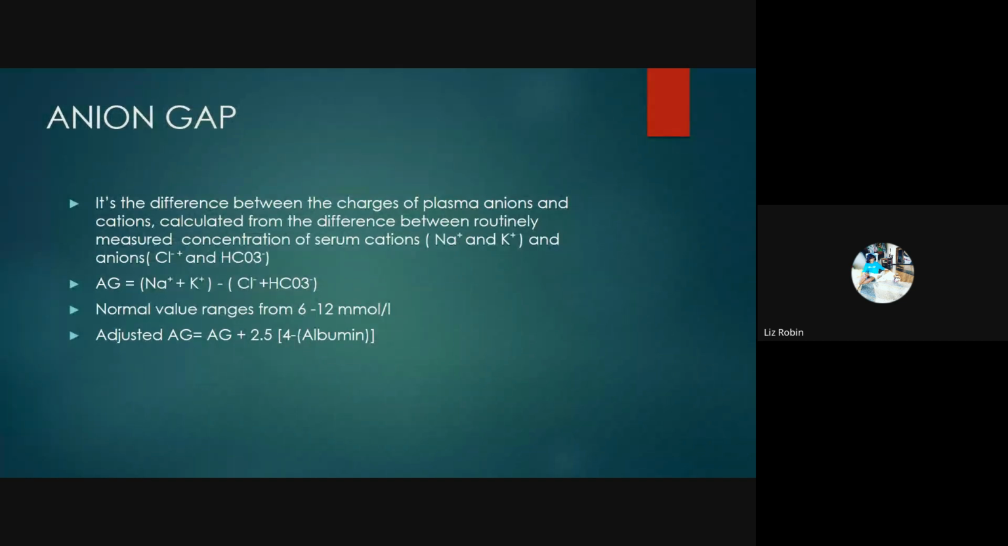Okay, moving on. So coming to the concept of anion gap. You'll be calculating this anion gap in a case of metabolic acidosis. So if you identified a metabolic acidosis in your ABG, you'll have to find out what is causing it. So anion gap comes in handy. So what exactly is anion gap?